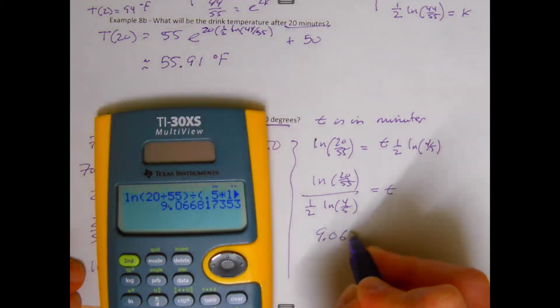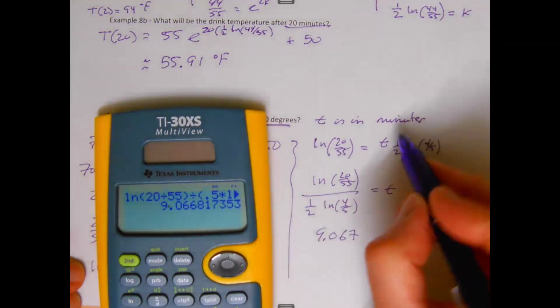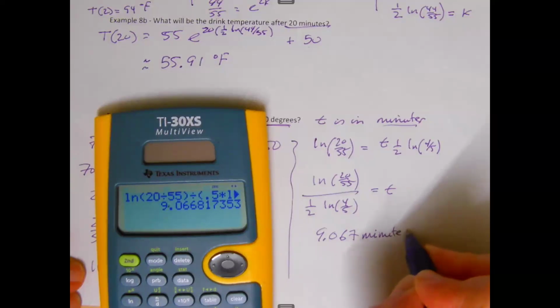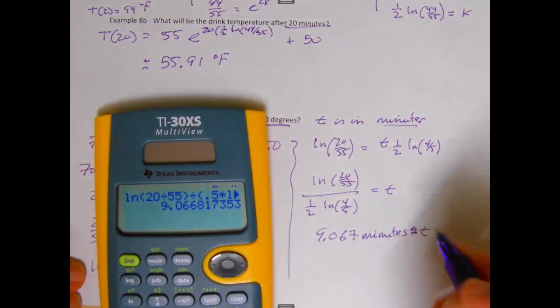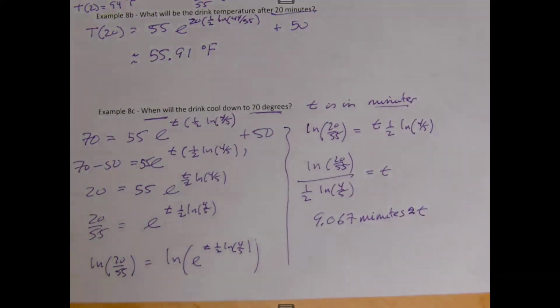Okay. So 9.06 and so on. And now what is the time unit? Oh, it's in minutes. So this is minutes. And that's T, approximately. So it will take about 9.067 minutes to cool down to 70 degrees. And that feels good.